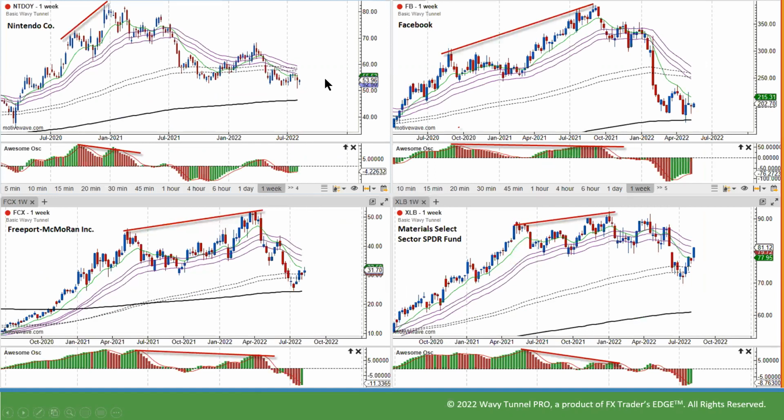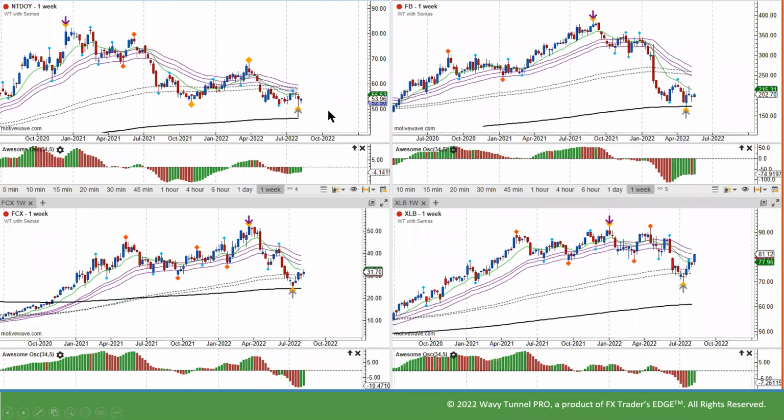I don't have the arrows up yet because I just wanted to show you the divergence first. Okay, using the awesome oscillator. And the awesome oscillator, somebody asked, it's 5-34-5. Okay, that's the awesome oscillator. It's a MACD, a histogram, that's what it is. So you have the divergence here, you have divergence here. This is FCX, this is Facebook. You have divergence here where price makes a new high and the awesome oscillator doesn't. And then XLB. Okay, you have nice divergence there.